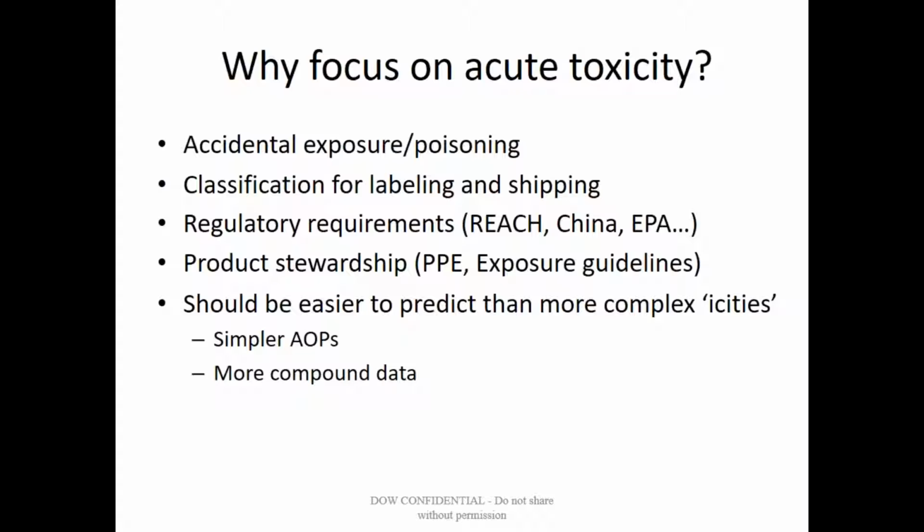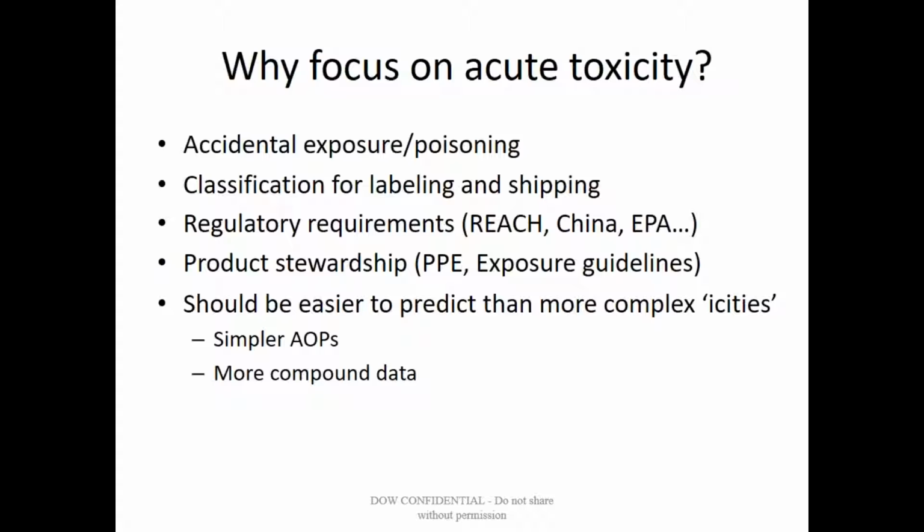So why focus on acute toxicity? Some obvious reasons. It's important for accidental exposure and poisoning, or intentional exposure even. Classification for labeling and shipping. Certain jurisdictions actually require it: REACH, China, EPA for pesticides, although that's changing in terms of some of the regs. And then for product stewardship, for personal protective equipment guidelines and internal exposure guidelines.